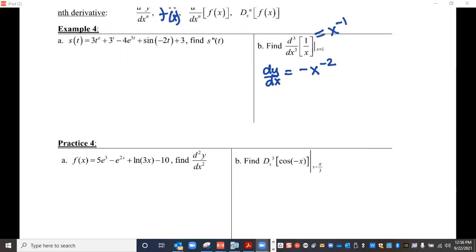So any questions how I found the first derivative? So now I'm going to find my second derivative. Again, I'm going to use my power rule again. So negative 1 times negative 2 is a 2, x to the negative third.